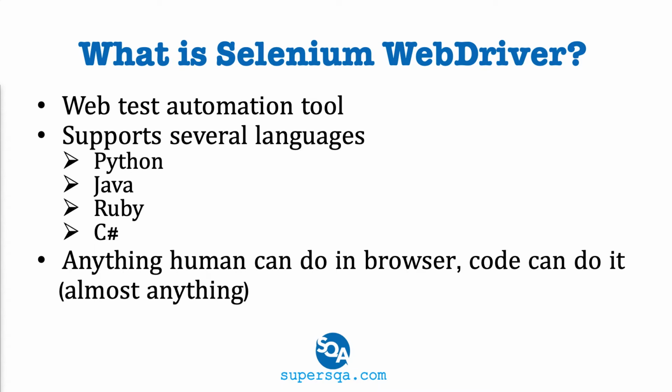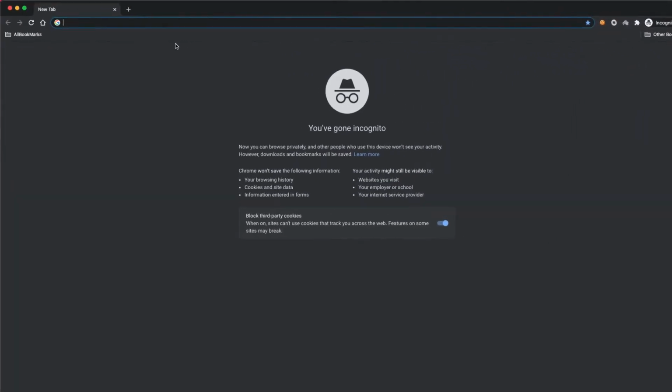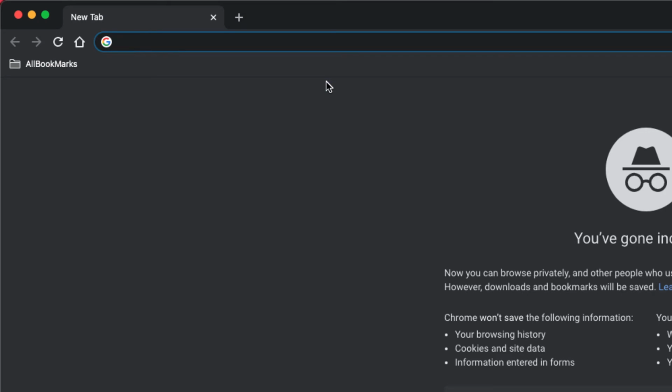So what Selenium does is basically anything a human can do in a browser. Well, almost anything, but pretty much everything a user can do, Selenium can do. So we're going to see an end-to-end automation for checkout as a guest user. We're going to manually execute it first, and then I'm going to show you Selenium doing it by running a script. There's a site we're going to talk about in a little bit, but for now, it's demostore.supersqa.com.